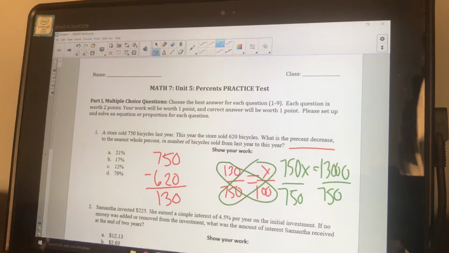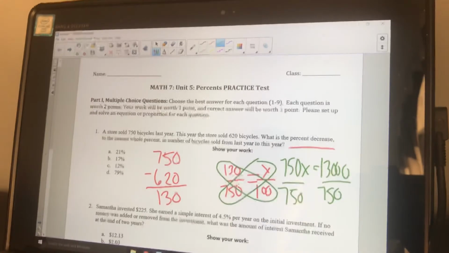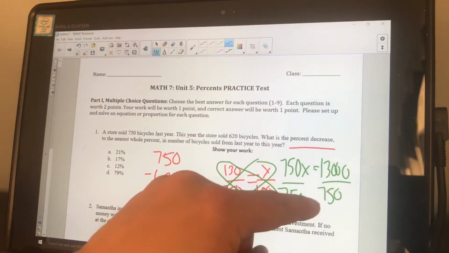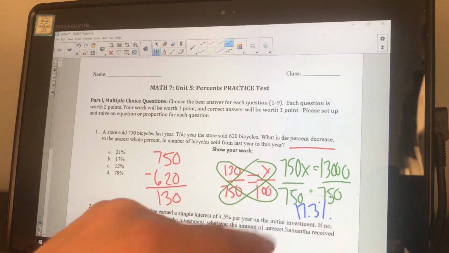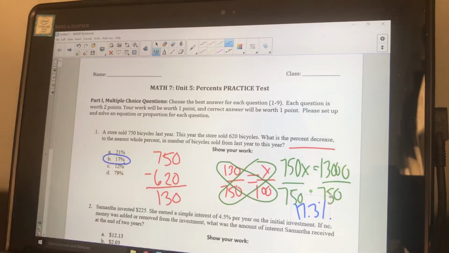I'm going to grab my calculator and do that part right there. 13,000 divided by 750 is 17.3%, but rounded to the nearest whole percent should be letter B. It's about a 17% difference.